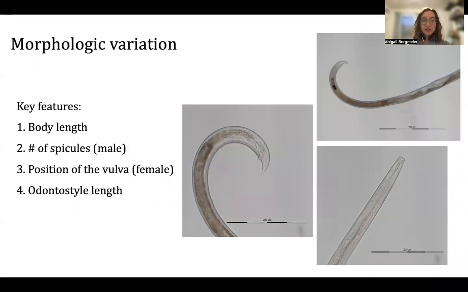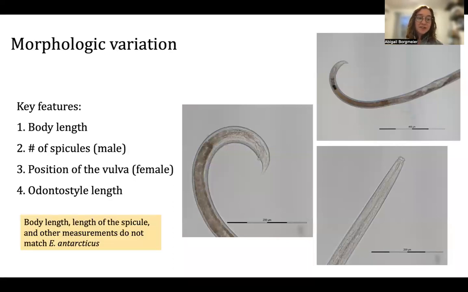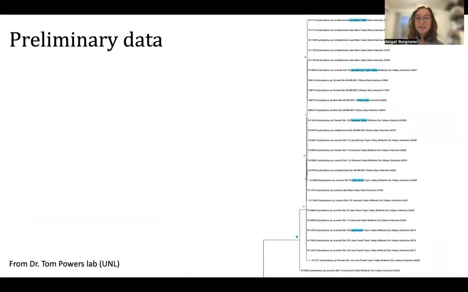There are several key features used in taxonomic keys based on morphologic characters. And after preliminary results, body length in particular, as well as other features, do not match Eudorylaimus antarcticus, which is the dominant name used in the literature currently. So most papers are not using the correct species name for Eudorylaimus within the dry valleys. However, DNA analysis is necessary to find if there are multiple species present or if a species redescription is necessary in order for taxonomic ID to be accurate.